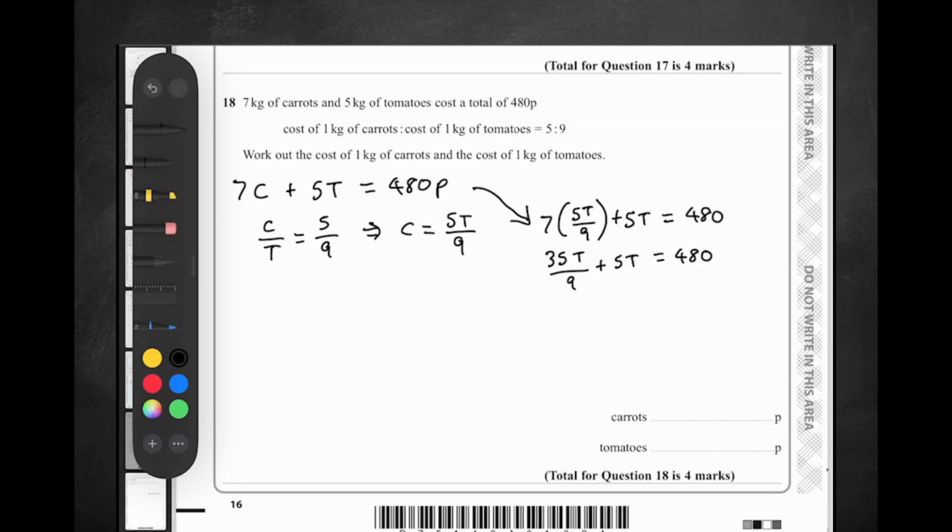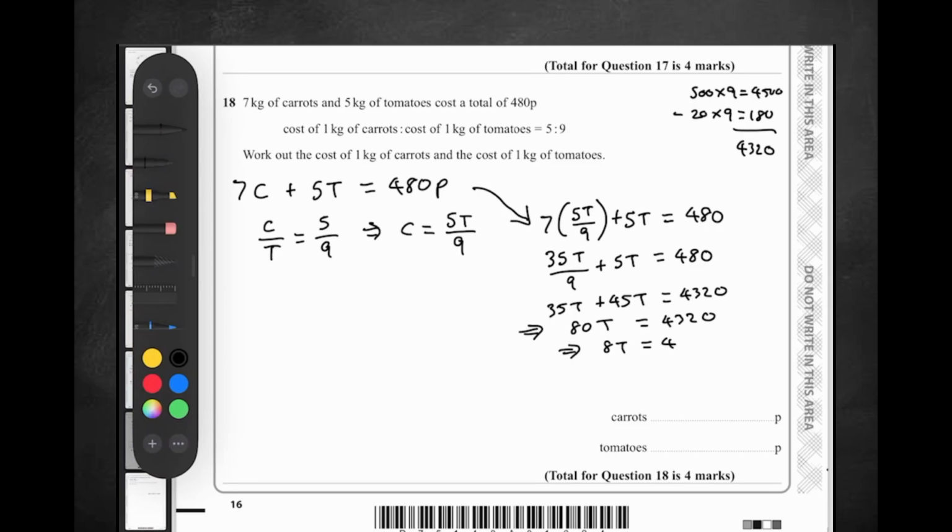So I'll just do this up here quickly. 500 times 9 minus 20 times 9 would be the same as doing 480 times 9. So that's going to be 4,500. That's going to be 180. So we're going to get 4320. So our next line will be 35t plus 45t, as we're timesing that by 9, equals 4320. Therefore, 80t, by adding these two together, equals 4320. Therefore, 8t equals 432.